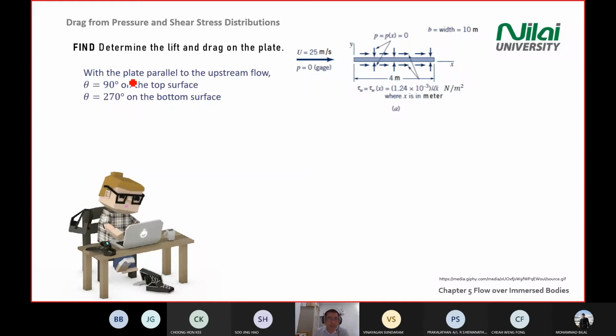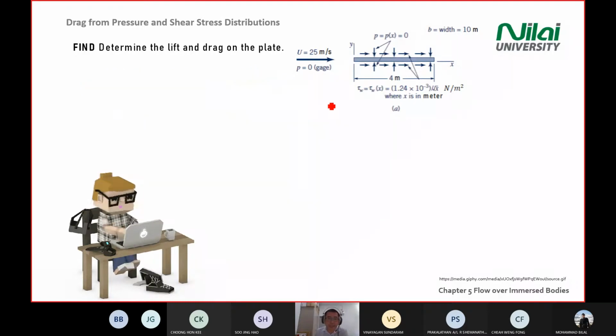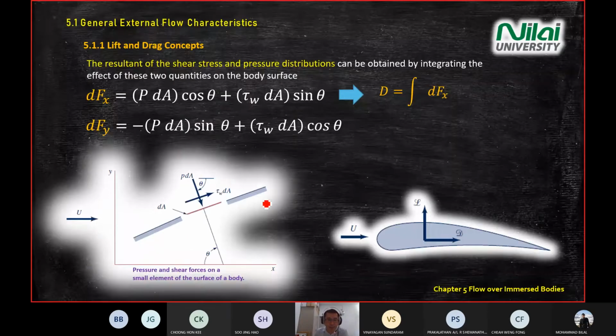So we define the angle first, right? If you compare this angle with the diagram in your question number 5, we will have top surface and bottom surface. So for the top surface, your angle is 90 degree. So you look at this one, this is the top surface. This is 90 degree. We refer to the top surface.